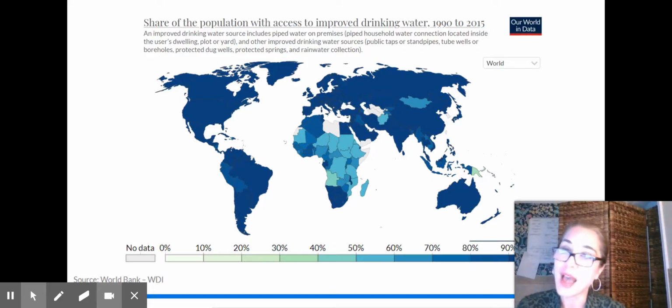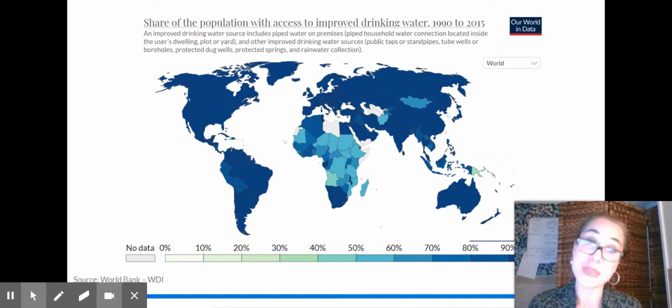So, where do you see the highest percentage of the population with access to improved drinking water? You can even just point to it. Where do you see the lowest share of the population with access to clean drinking water? And I'm going to ask this question again.